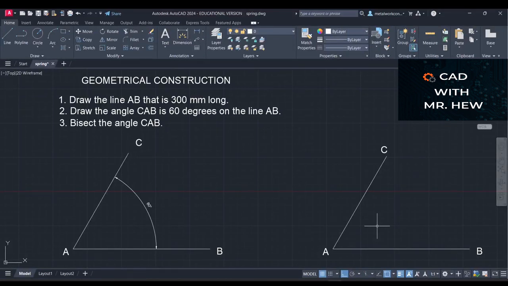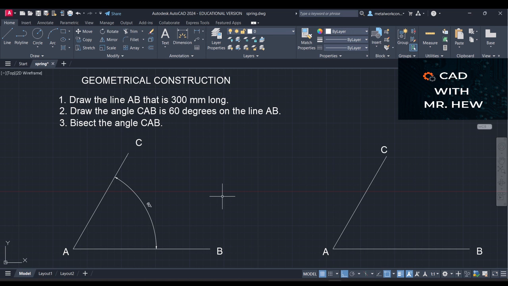In today's video, we'll be looking at how to bisect a given angle. In the previous video, we looked at how we constructed a 60-degree angle given the information shown in the question above, question 2. If you visit the other video, you would have seen the geometrical construction that we used to construct the 60-degree angle.